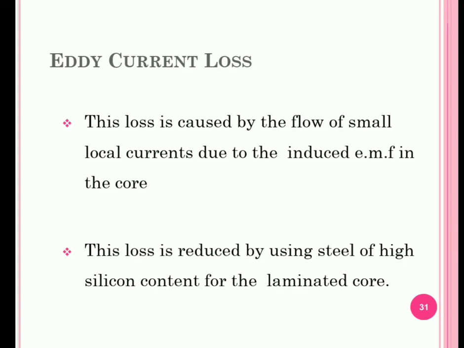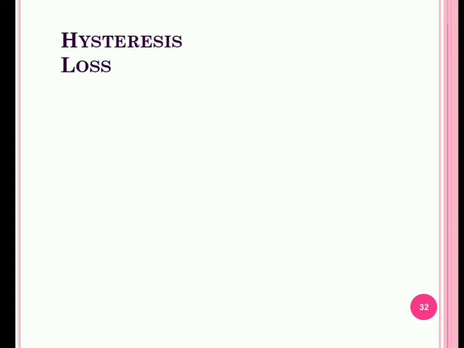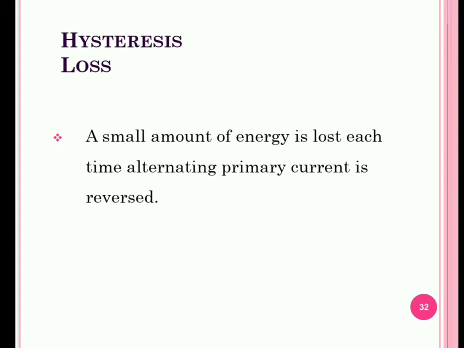This loss is reduced by using steel of high silicon content for the laminations. So we are trying to reduce it by increasing the quality of the steel that is used for lamination purposes. Then you have hysteresis loss. A small amount of the energy is lost each time the AC primary current is reversed. So this is called hysteresis loss.